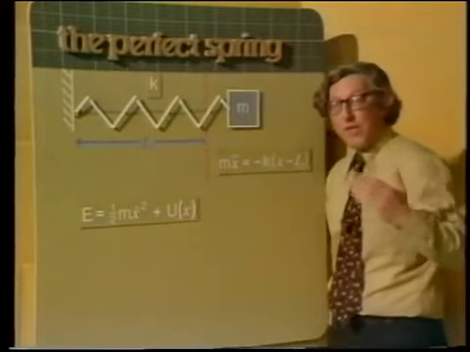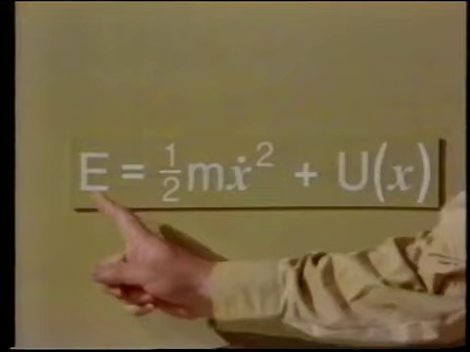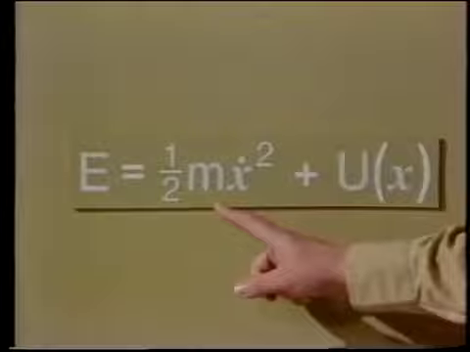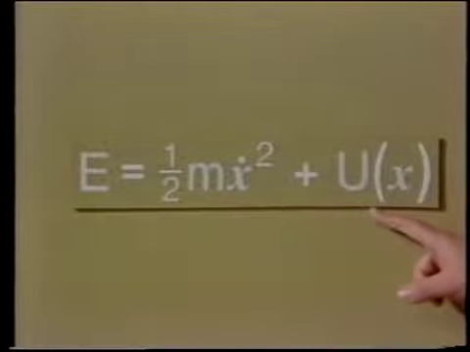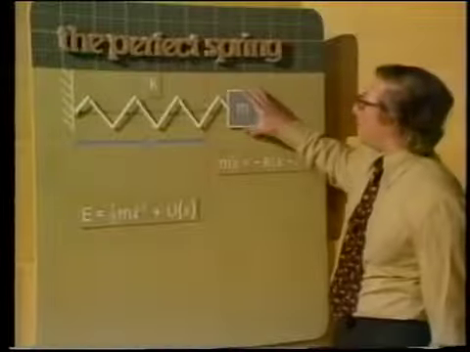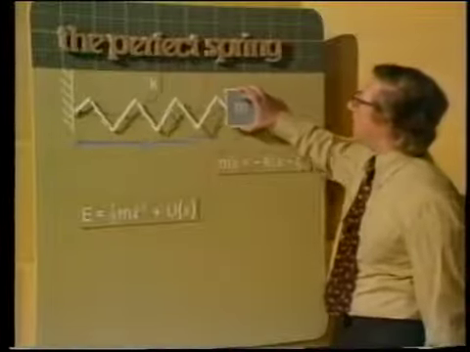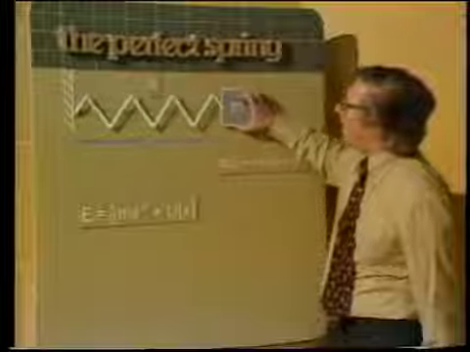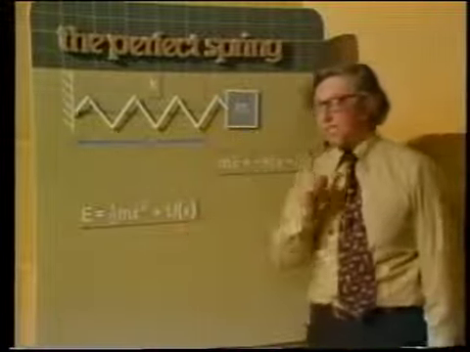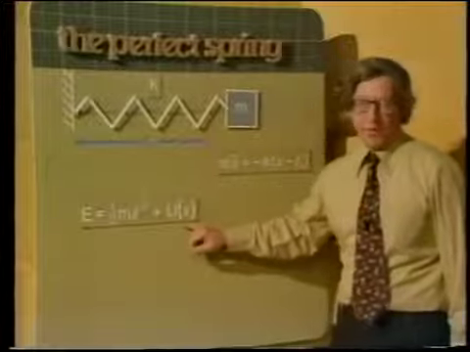Now, for our perfect spring mass system, the total energy E consists of two parts. There's the kinetic energy, which depends on the speed of the particle, and this potential energy function, which depends on where the particle is. The more the spring is extended or compressed, then the greater is this potential energy. Well, what is the precise form of this potential energy function?